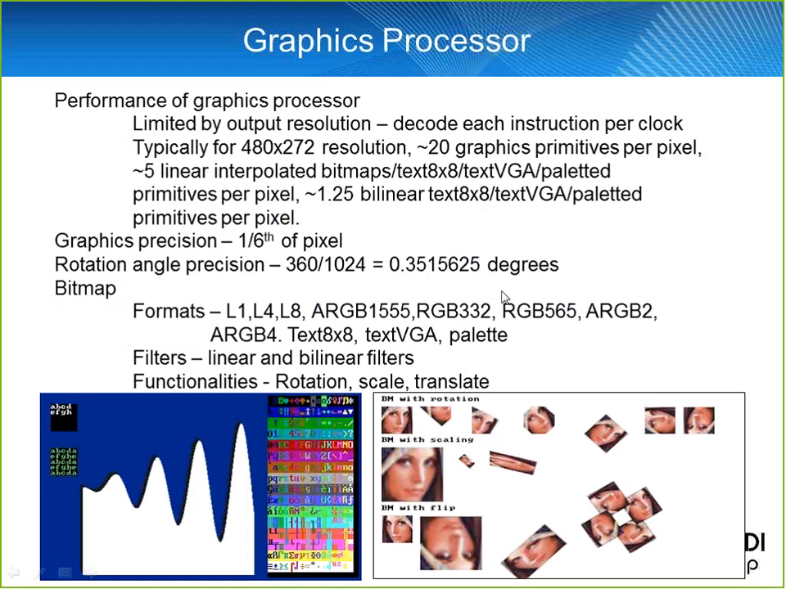So continuing the graphics processor, the performance is typically 480 by 272, and it's 1/16 of a pixel. The bitmap formats available are L1, L4, L8, and various RGB formats, including text, VGA, and palette. We have filters, linear and bilinear, and functionalities like rotate, scale, and translate. So you can see here we have a bitmap with scaling, and we can reduce the size. We have a bitmap with rotation, and finally we have a bitmap with flip.